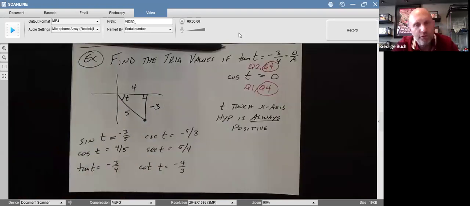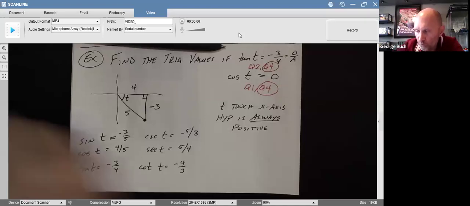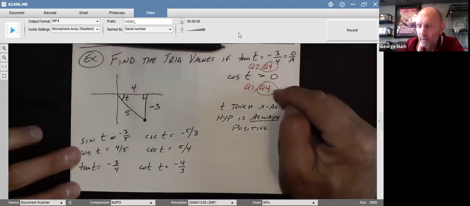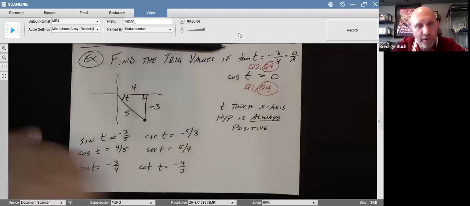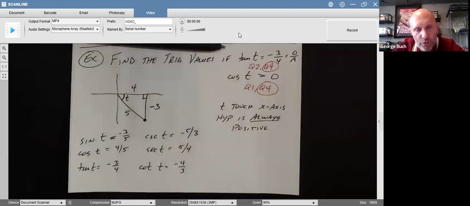So you can see we're already done with that problem. I didn't really have to do a bunch of calculations with fractions and radicals and all that. All I had to do was draw a triangle into the quadrant where it goes, which we figured out is quadrant 4, and then put the sides on the appropriate triangle. And that's how you would do that one.